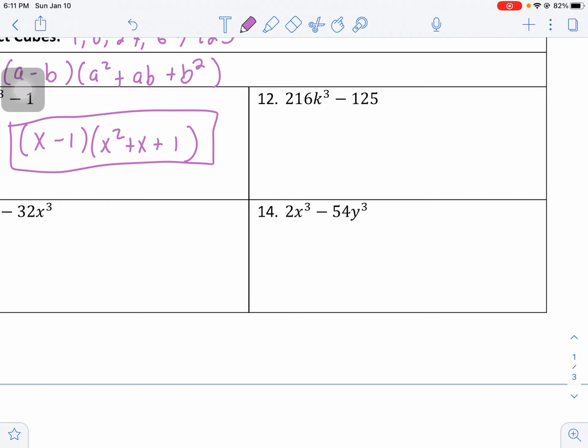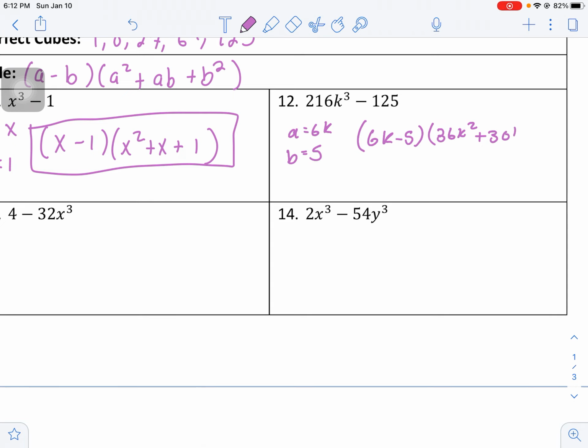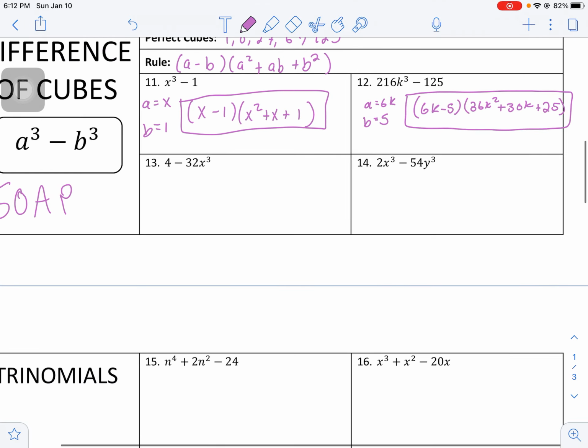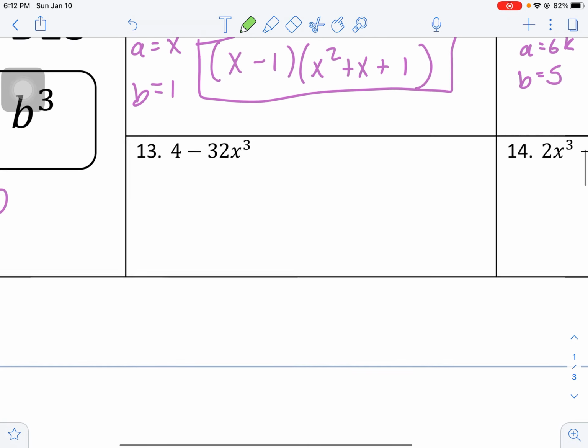Next one here is 216k cubed minus 125. So 216 is our 6 cube rooted. So that's going to be a is 6k, b is 5. So that's 6k minus 5. So 36k squared. And then we have opposite sign, so plus. AB would be 6 times 5, which is 30k. And then always positive, so plus, and then 25. And this is just something you're going to have to memorize. And if you memorize SOAP, the rest should come pretty natural.